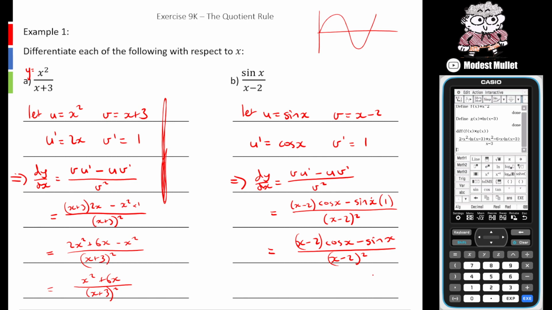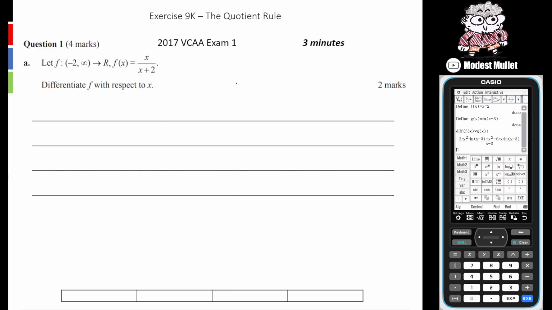Like I said in the previous section though, it is highly likely that one of these two expressions you'll actually need to use the chain rule on. Maybe u or v, you might have to use the chain rule to figure out the derivative of that individual expression, separate to the quotient rule. So here's a really quick exam example, from the 2017 exam 1. We need to let f be this function, x over x plus 2, and differentiate f with respect to x.